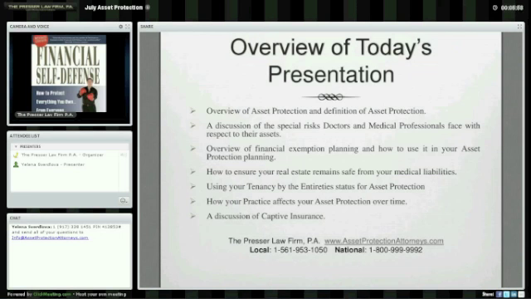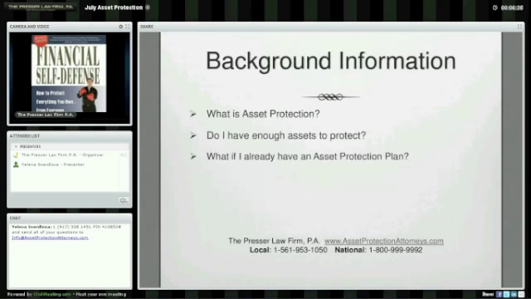We'll also talk about the special risks that doctors and medical professionals face with respect to their assets. We'll do an overview of financial exemption planning and how to use it in your asset protection planning. We'll also talk about how to ensure that your real estate remains safe from any of your medical liabilities. We'll talk about using TBE, or tenants by the entireties, for asset protection, and also how your practice affects your asset protection over time. We'll briefly touch on captive insurance companies as well towards the end.